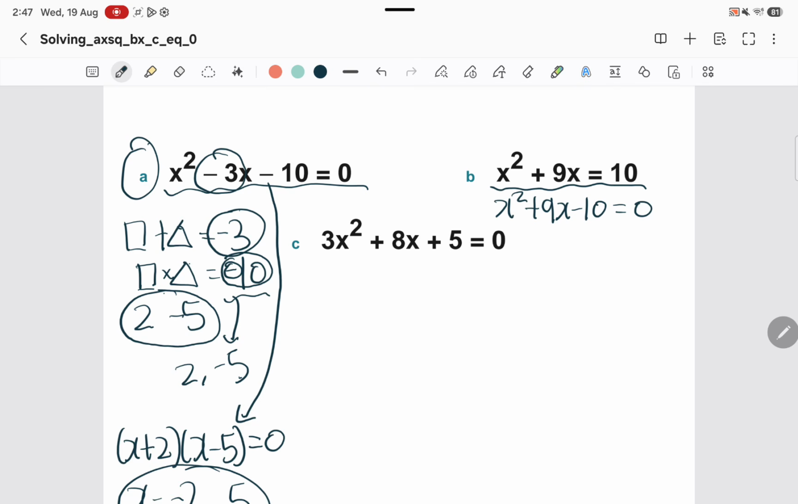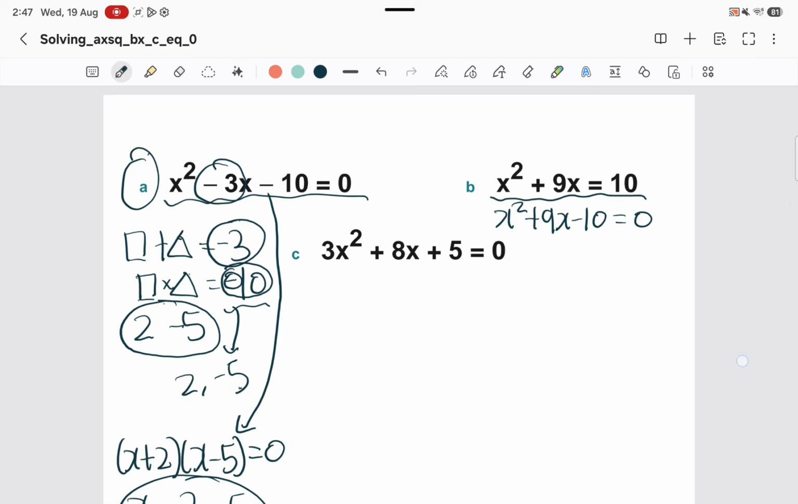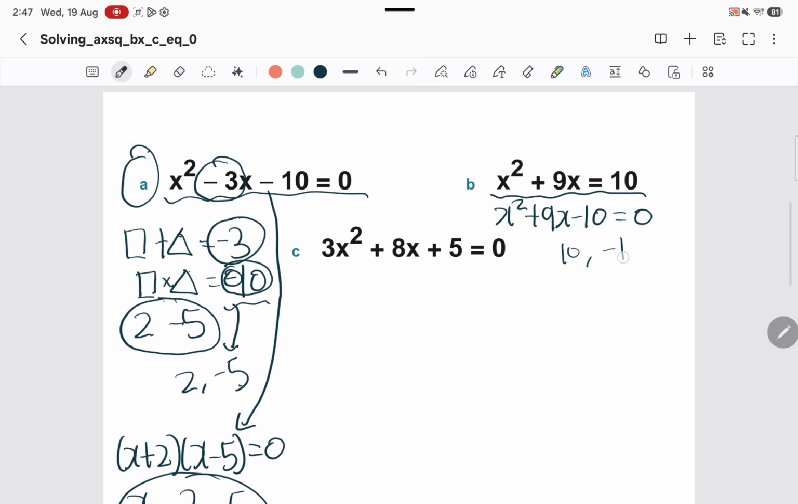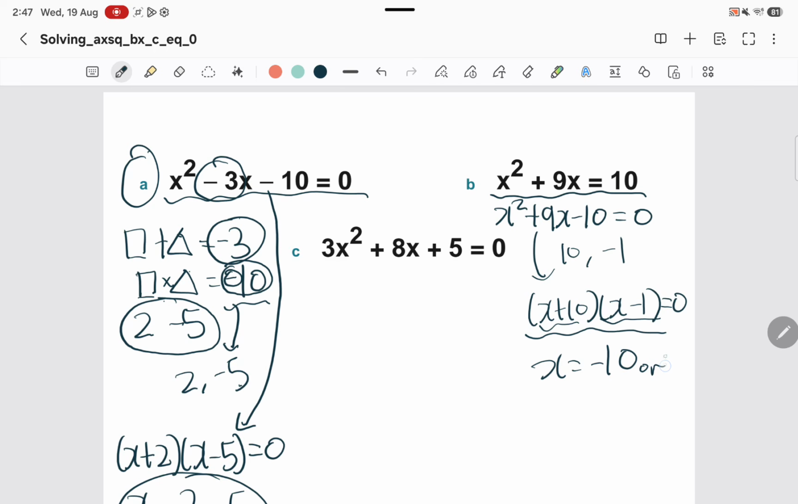Find the pair of numbers that add up to 9 and multiply to give -10. I think it's 10 and -1. So you factorize this one: x plus 10 and x minus 1 equals 0. Then, pretty much the same, using the null factor law, this has to be 0 or this one, so x equals -10 or 1.